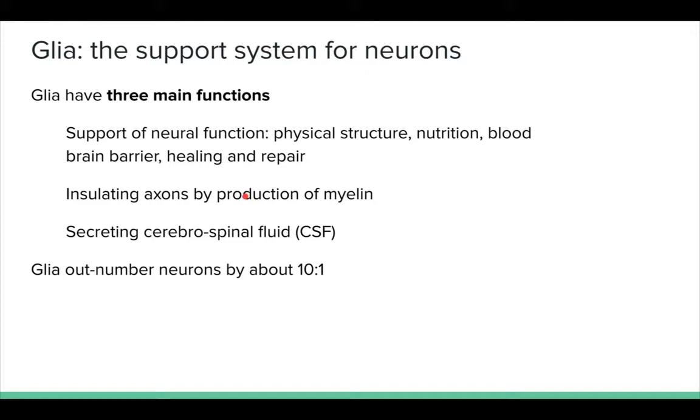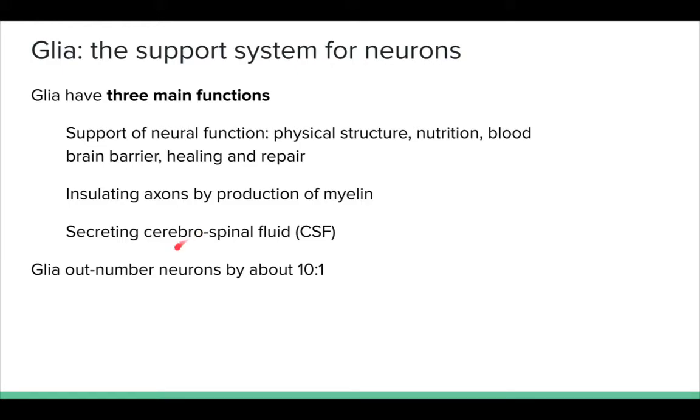Another important function in the nervous system is the production of myelin. And myelin, as we'll see when we talk about the action potential, is essentially a form of electrical insulation that helps neural transmission be more efficient. And finally, there's one particular kind of glia that secretes cerebrospinal fluid. And remember, cerebrospinal fluid is the fluid that fills the ventricles, and it actually surrounds the outside of the brain and provides buoyancy and cushioning to the brain.